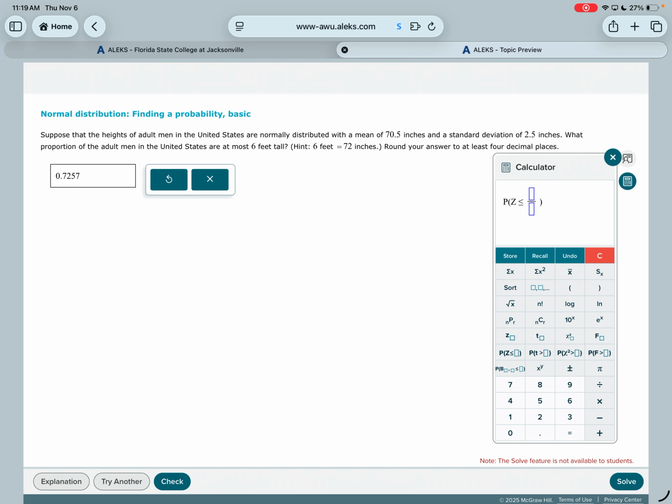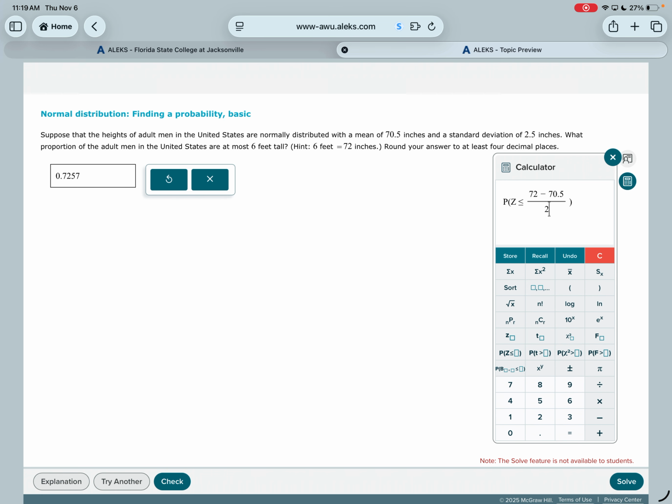And it's going to say something like this. What proportion, or what's the probability that we find, or something like that. What is the proportion of the adult men in the United States who are at most 6 feet tall, which is 72 inches? So that is my x, okay? So the first thing we want to do is find our z-score. So we can do it inside the calculator like this. It is the x minus the mean divided by the standard deviation.